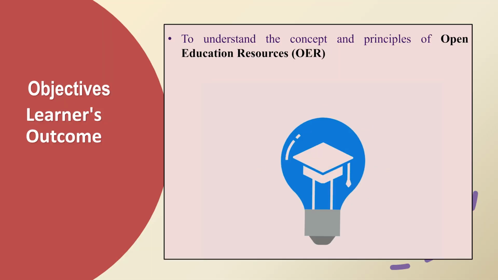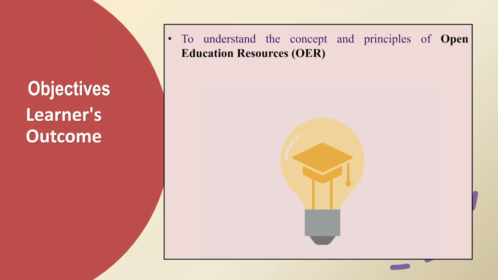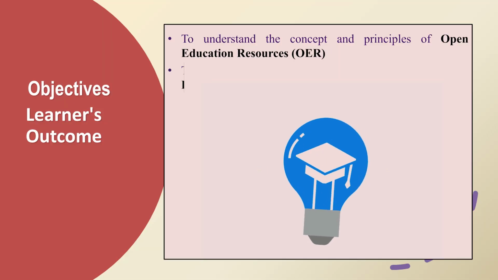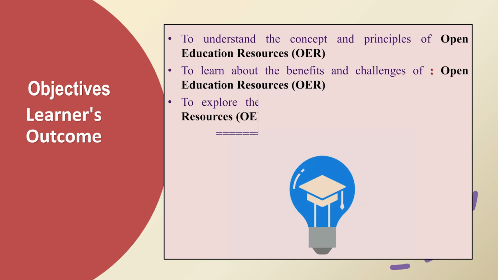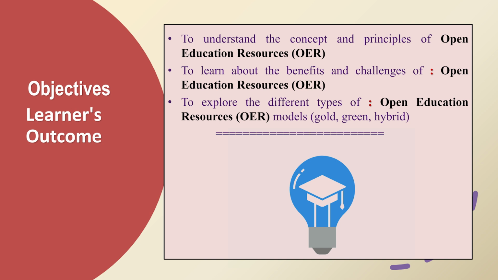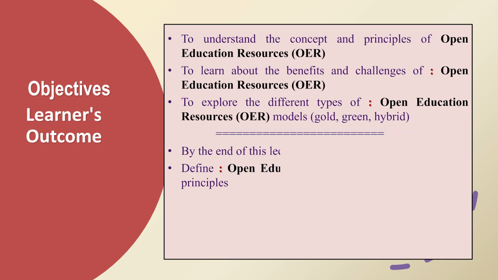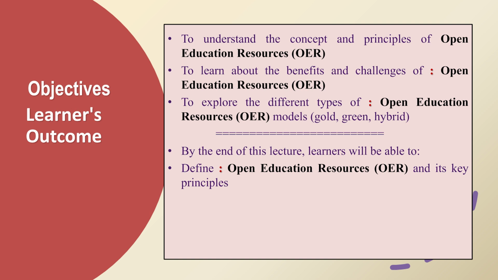So, friends, what are the objectives? The objectives are to understand the concept and principles of open education resources, to learn about the benefits and challenges of open access education resources, and to explore the different types of open education resources models: gold model, green model, hybrid model. By the end of this lecture, learners will be able to define open education resources and key principles.